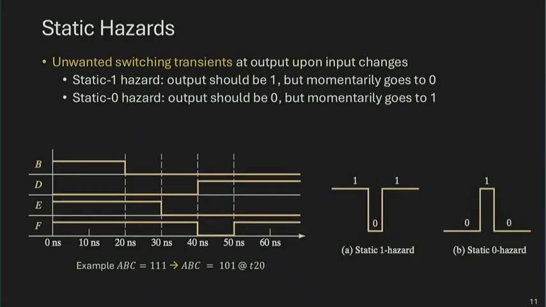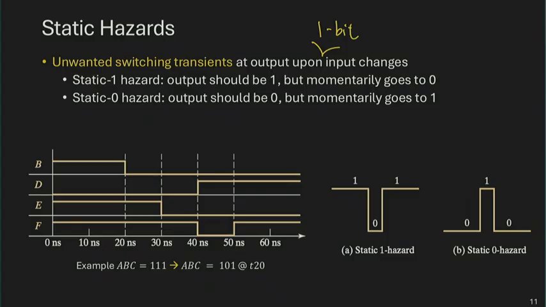And static hazards are unwanted switching transients at the output upon input changes. So essentially, more specifically, that is upon a 1-bit input change. You change 1 bit of the inputs, you expect the output to remain the same, but the output momentarily goes to the wrong value. That is called a static hazard.